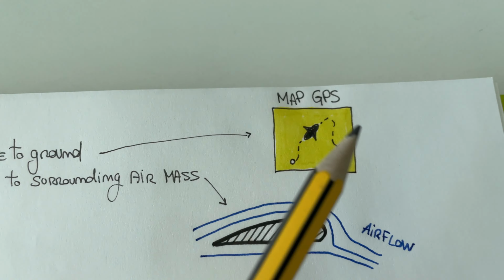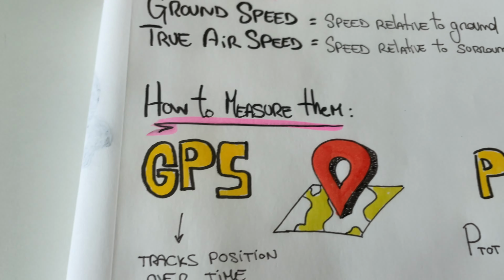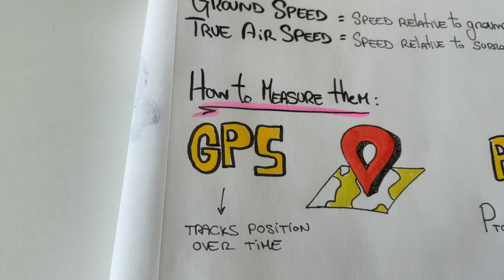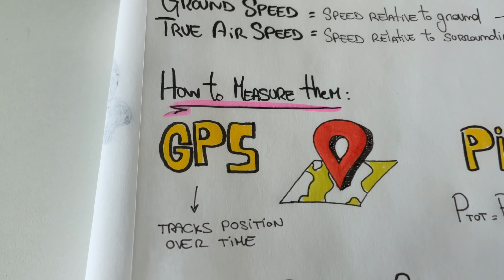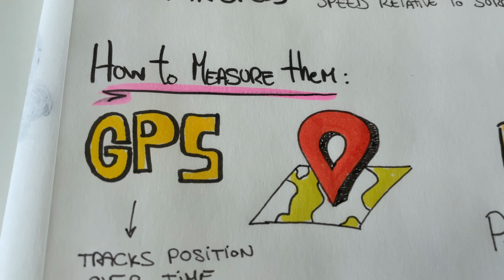So let's move on. How can we measure each one of these two velocities? For ground speed, the usual instrument is a GPS. We track position over time. The GPS, in fact, calculates your speed relative to the ground with high precision. It's really accurate and it's independent of atmospheric conditions.